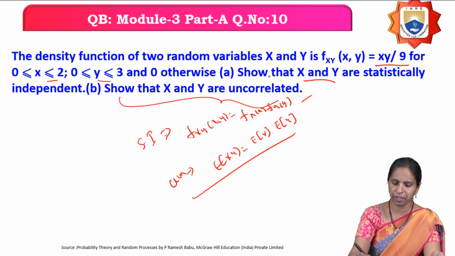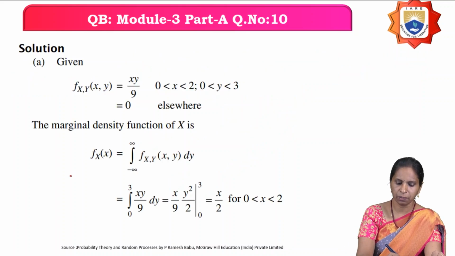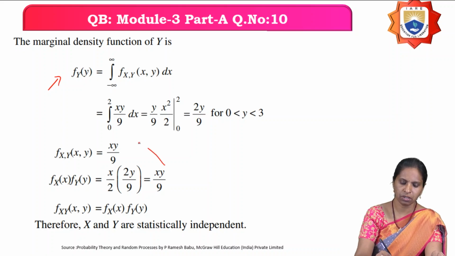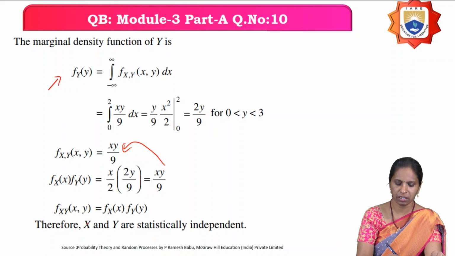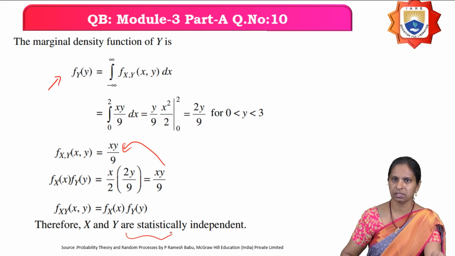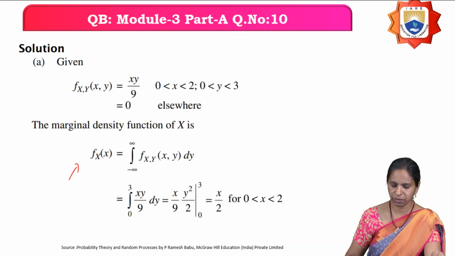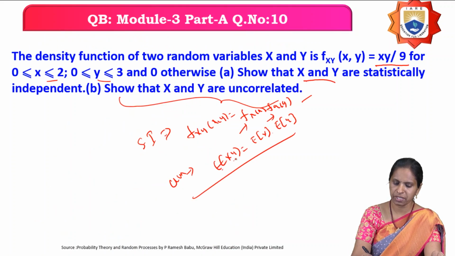For statistically independent, you have to calculate f_x(x) and f_y(y), nothing but the marginal density function of x. Similarly, you have to calculate the marginal density function of y. So since the product of f_x(x) and f_y(y) is equal to the joint density function, you can say that x and y are what? Statistically independent.